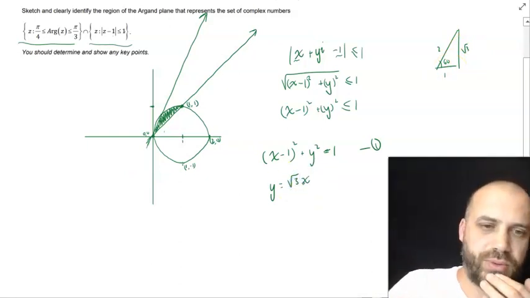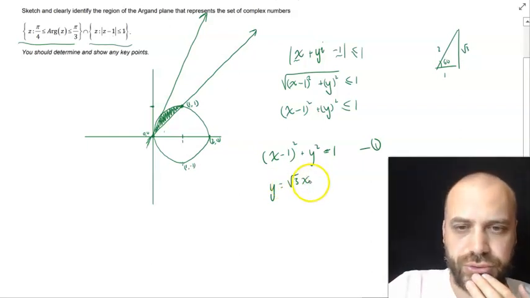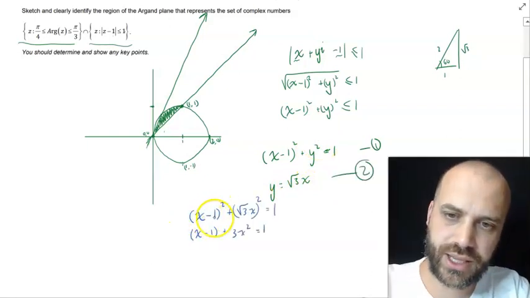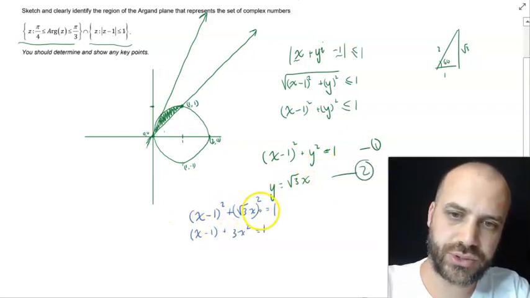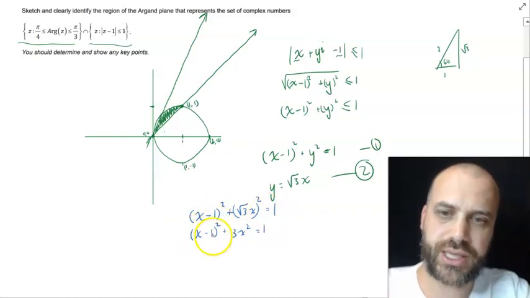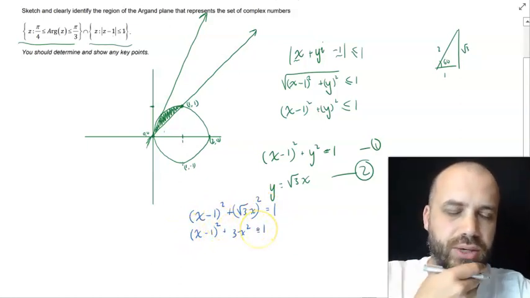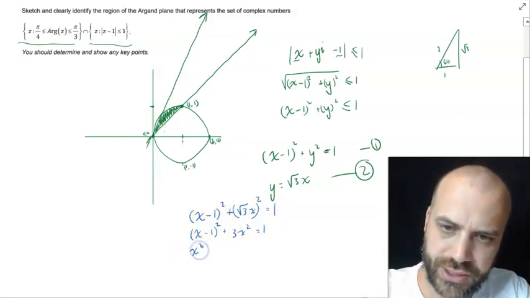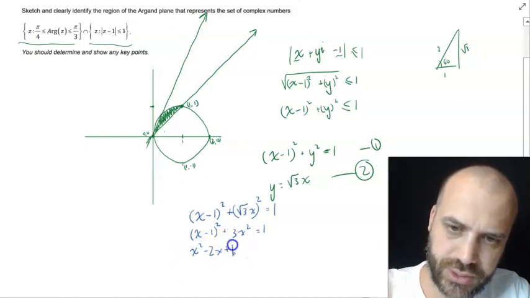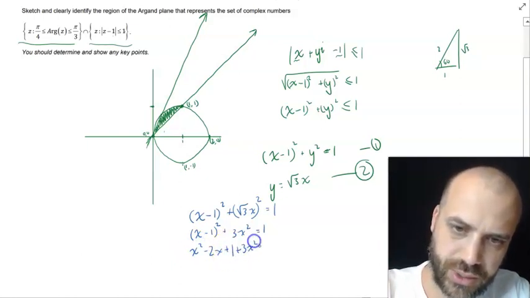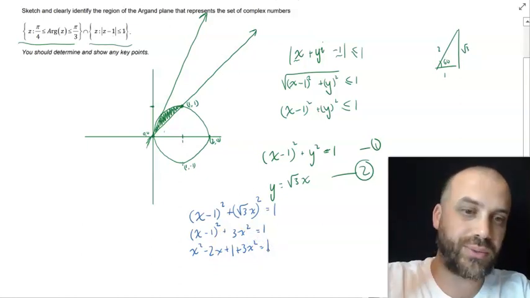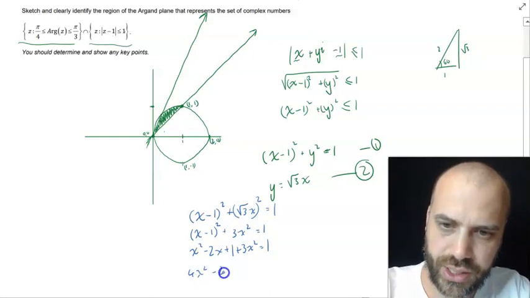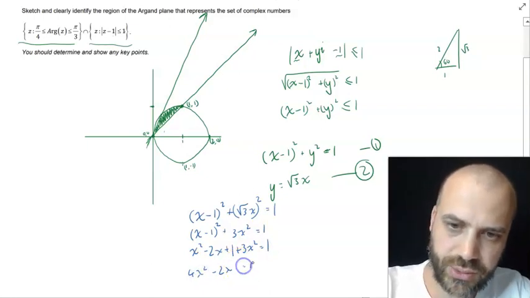And now hopefully you can see where I'm going. We've got to sub in √3 x in for y there. So you can see I've subbed that in: (x - 1)^2 + (√3 x)^2 = 1, which is equal to (x - 1)^2 + 3x^2 = 1. I guess we'll expand that. x^2 - 2x + 1 + 3x^2 = 1. And then we're solving that, right? So we've got 4x^2 - 2x = 0.